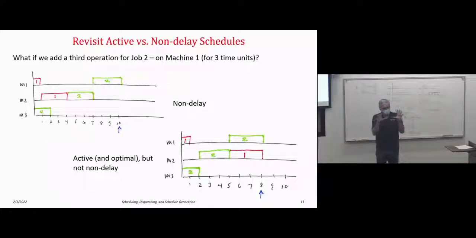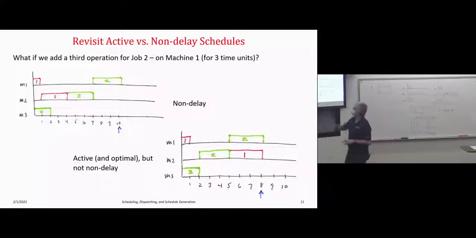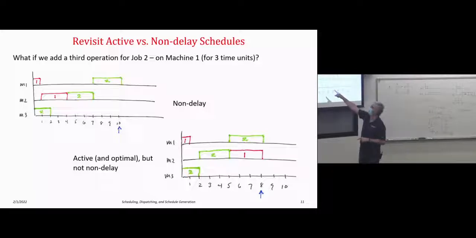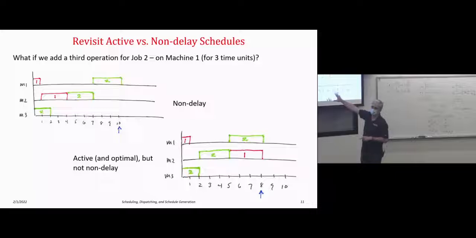Okay, so is that kind of clear there? Yeah? Non-delay isn't necessarily optimal. Non-delay, well, it's not optimal in this case. Right, because it finishes at time 10, and this one finishes at 8, so it's not optimal in this case. And that's the critically important part here.